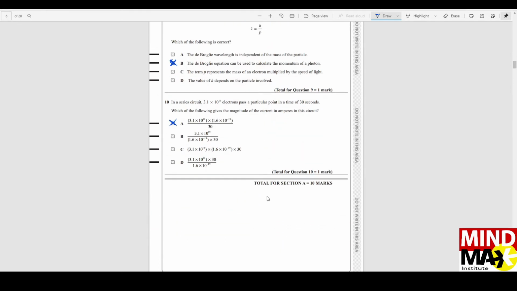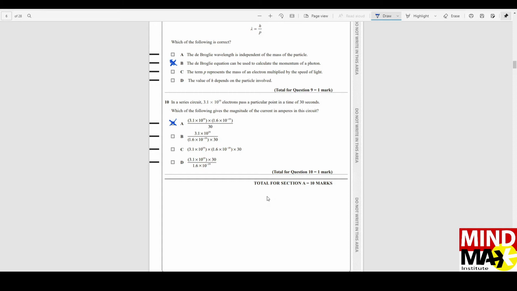Then this is about finding the current in amperes, and the current is basically charge by time. So we have to first find the charge. So 3.1 into 10 to the power 19 electrons, they have a charge of 3.1 into 10 to the power 19 into 1.6 into 10 to the power minus 19.